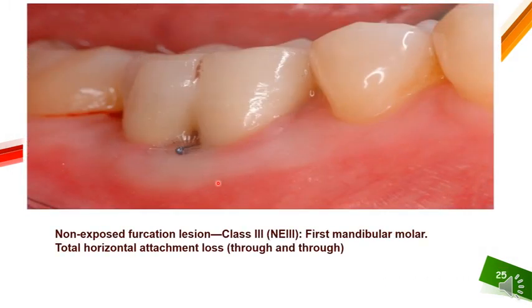Non-exposed furcation type 3. On the first mandibular molar here, we can see the total horizontal attachment loss, which is through and through. On probing, we discovered it.